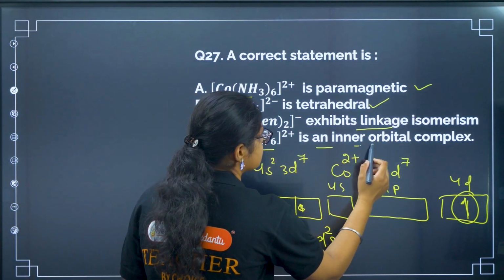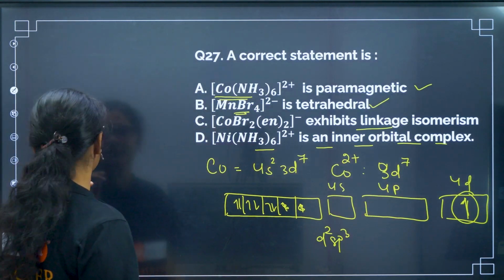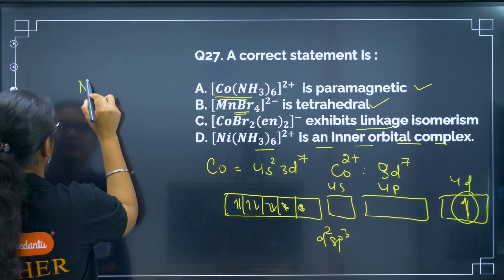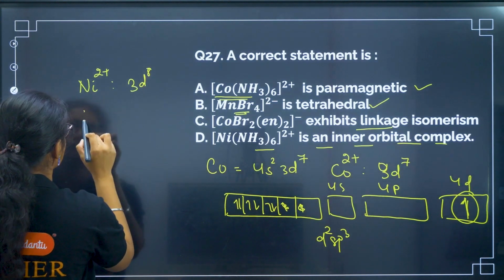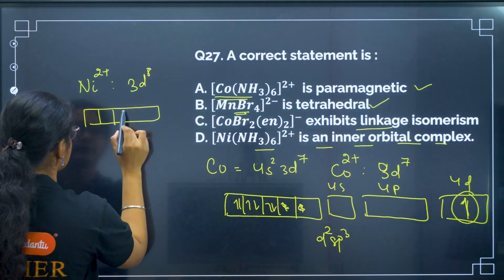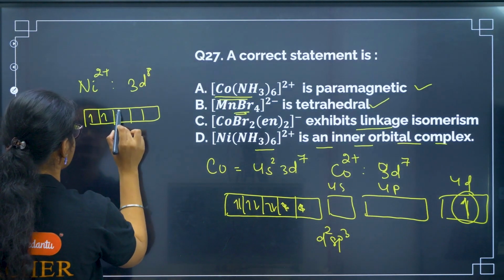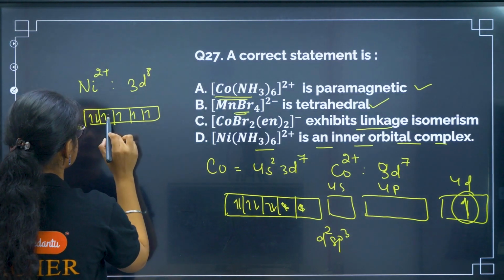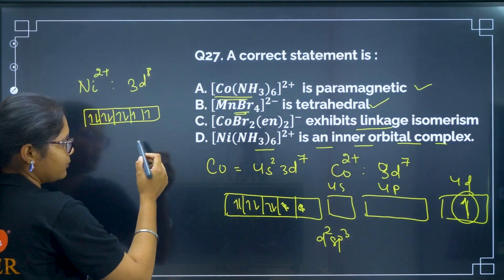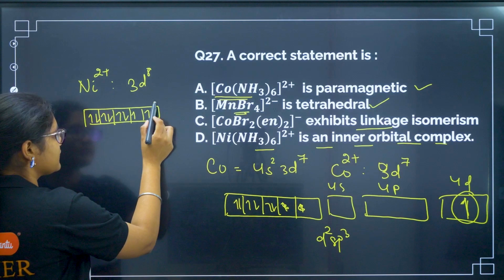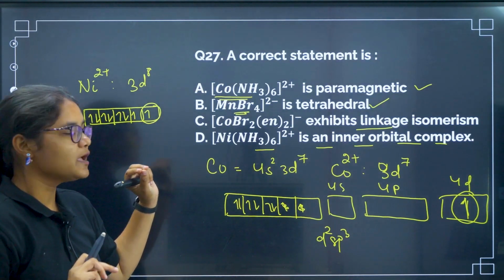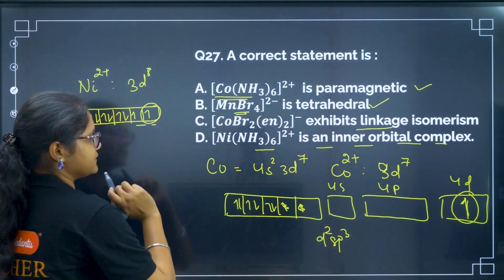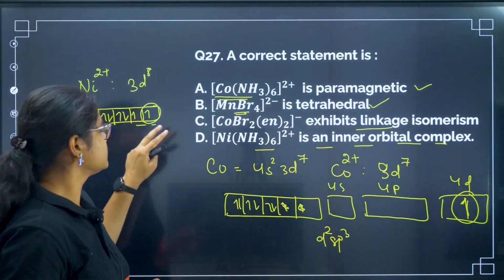[Ni(NH3)6]2+ is an inner orbital complex. We can check this one. What is the oxidation state of nickel? Here it is 2+, so the configuration is 3d8. Now if we draw the 3d8 for this one, 1, 2, 3, 4, 5, 6, 7 and 8. Now if you do pairing here, then what will happen? Still we will get only one vacant cell, but we need 2 vacant cells. So that is why there is no use of pairing here.